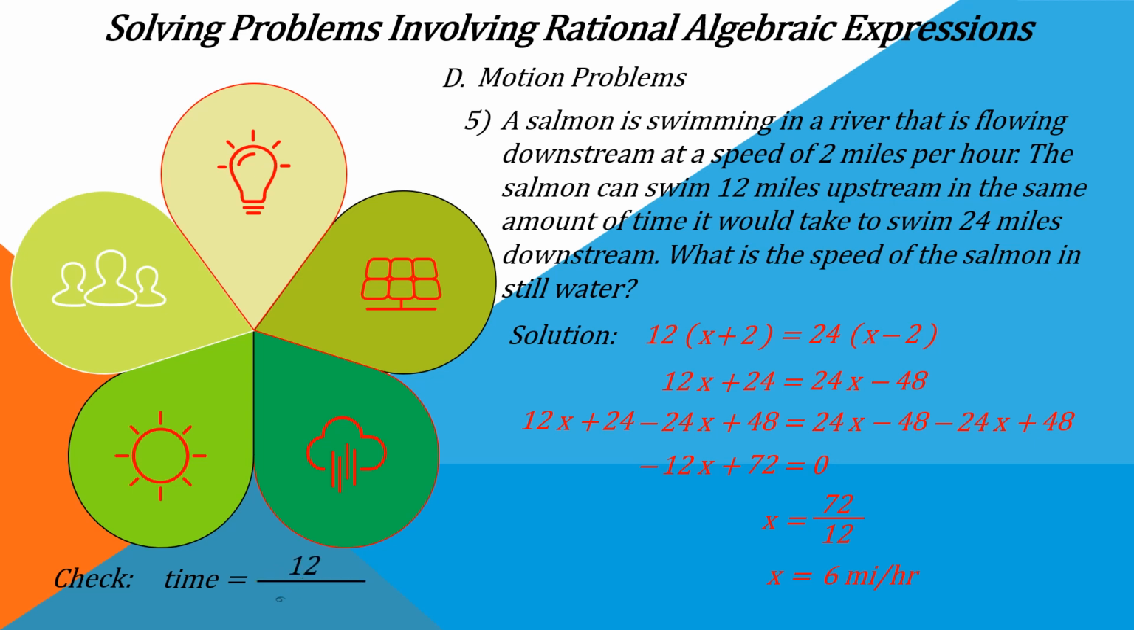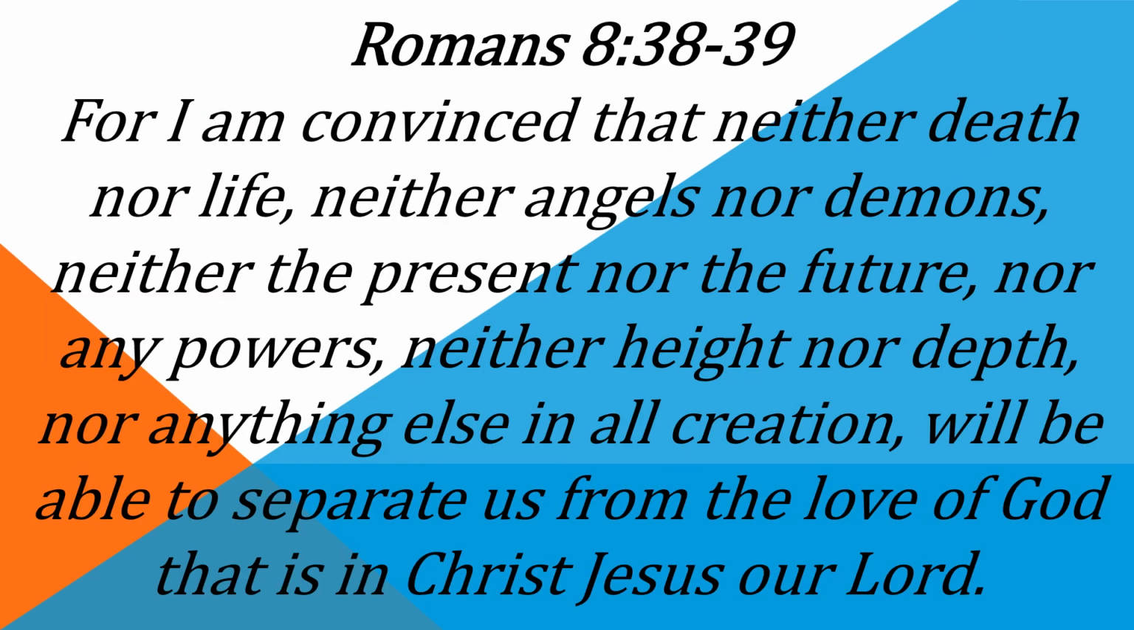Let us check. Time is 12 over 6 minus 2 is equal to 24 over 6 plus 2, or simply 3 is equal to 3. Therefore, our answer is correct.